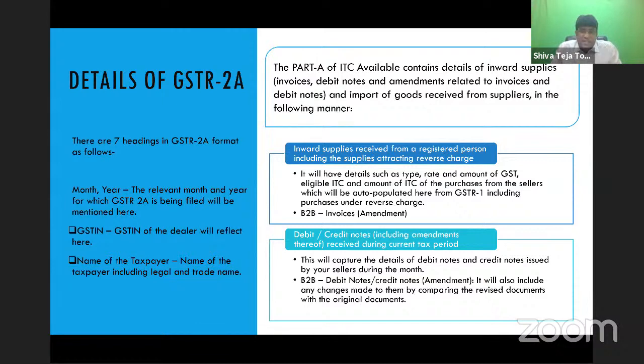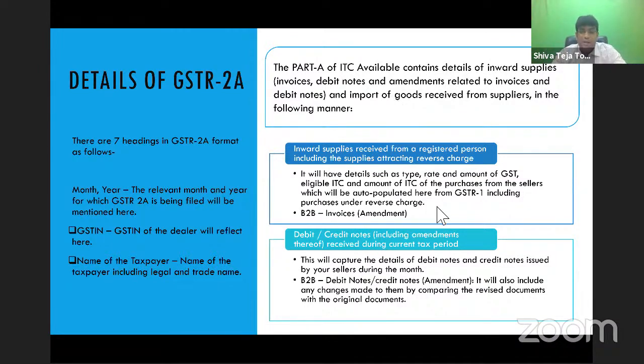It will have details such as type, rate, and amount of GST, eligible ITC, and the amount of ITC of the purchases from the sellers, which will be auto-populated here from GSTR1, including purchase and reverse charge. In fact, in GSTR1, if you remember, there was one separate column, supplies attracting reverse charge. So based on that, the details will come in GSTR2A.